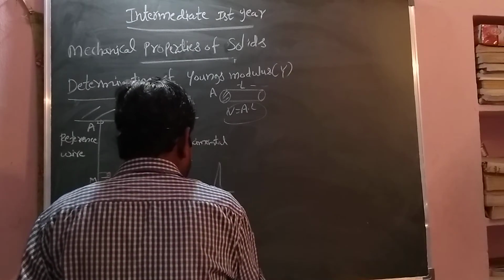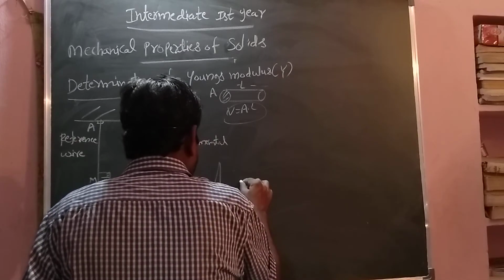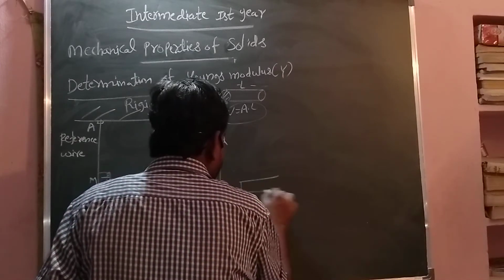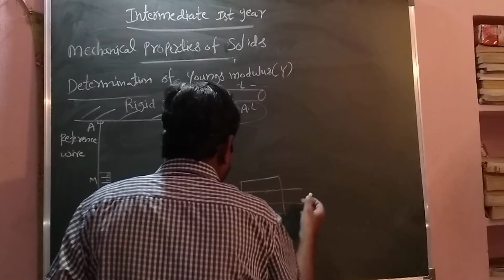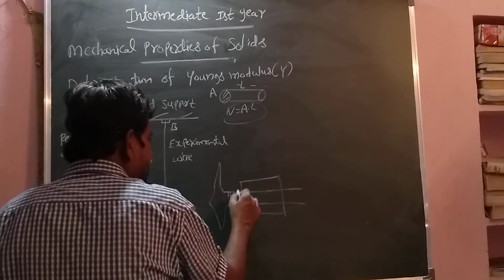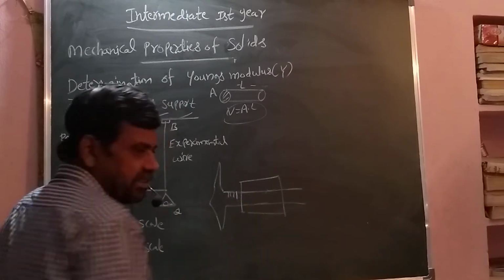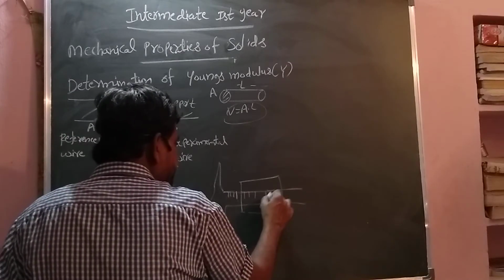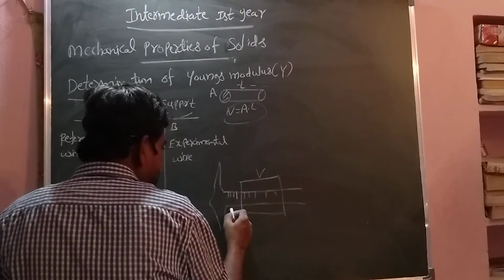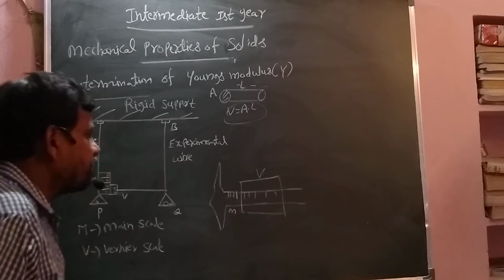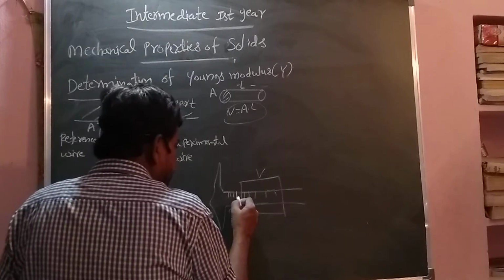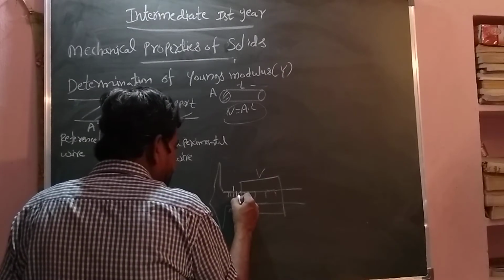In this, this is the main scale. This is the shape. This is the main scale, in millimeters, centimeters, like that. In the vernier scale, only divisions. So this is the vernier scale and this is the main scale. So generally what happens? For example, here 1, and here 1.1, here 1.2 came, I am assuming.